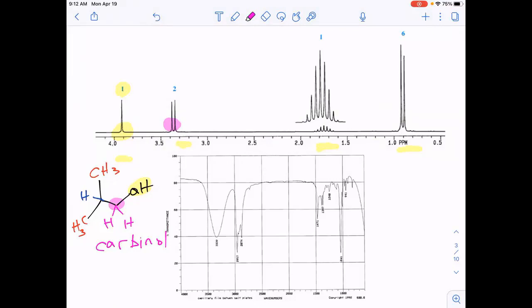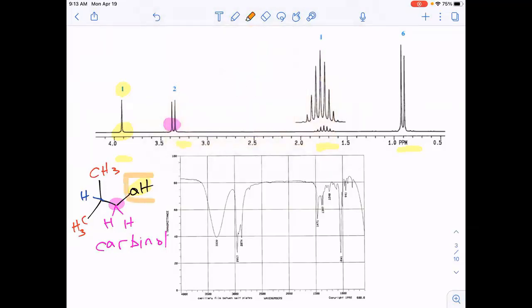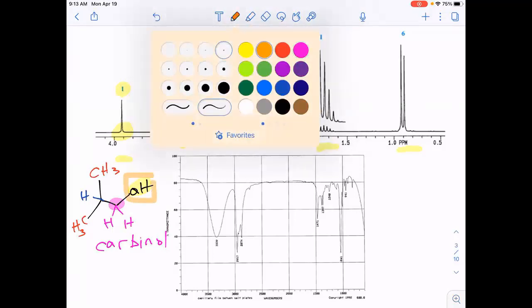You're asking why is what split into a doublet? The signal right there at 3.4. Because it has an adjacent proton. Yeah, look at the molecule. The pink highlighted signal is for those pink protons. All we have to do is look at what's next door. Remember, the OH is not going to couple. So this proton right here, no coupling.